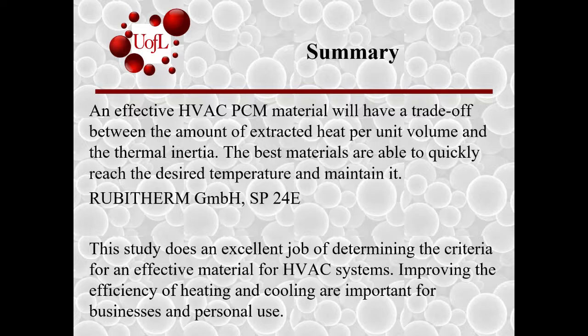In summary, the most effective phase change material will have a trade-off between the heat transfer rate and the thermal inertia. And the best material is also going to be able to quickly reach the desired temperature and maintain it over a long period of time. They were able to come to the conclusion that Rubitherm GmbH specification 24E is the best material for this temperature range of 17 to 25 degrees Celsius. All right.